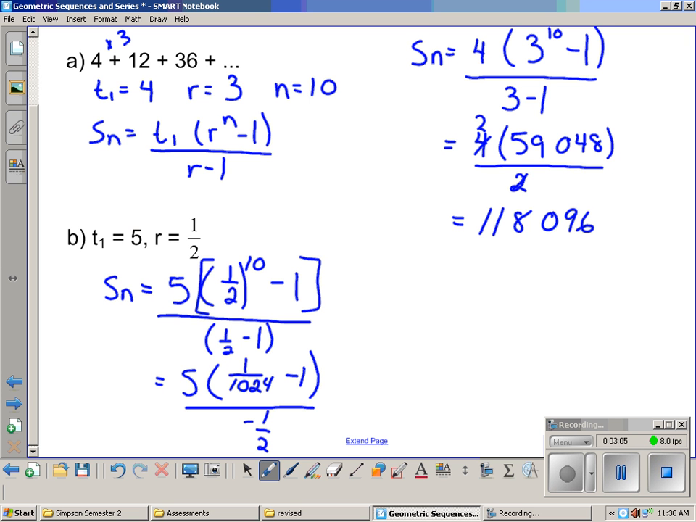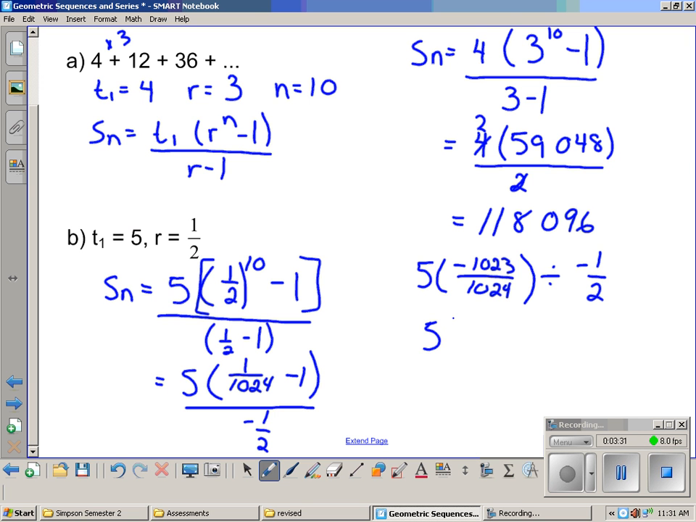So this gives us 5 times, I do 1 over 1,024 minus 1, I end up with negative 1,023 over 1,024. If I'm dividing by negative 1/2, which means we can flip that and multiply.